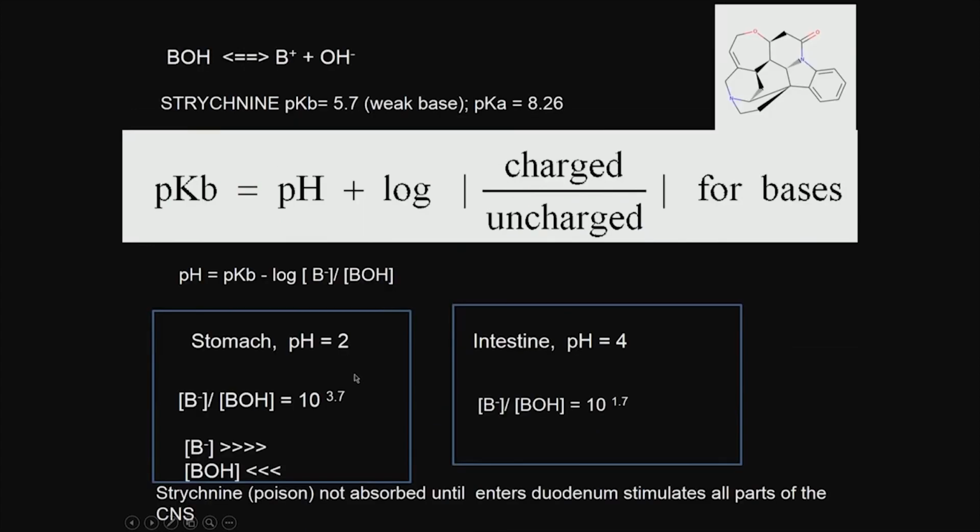Now, let us look at a weak base, for example. For a weak base, BOH dissociates as B plus and OH minus, correct.